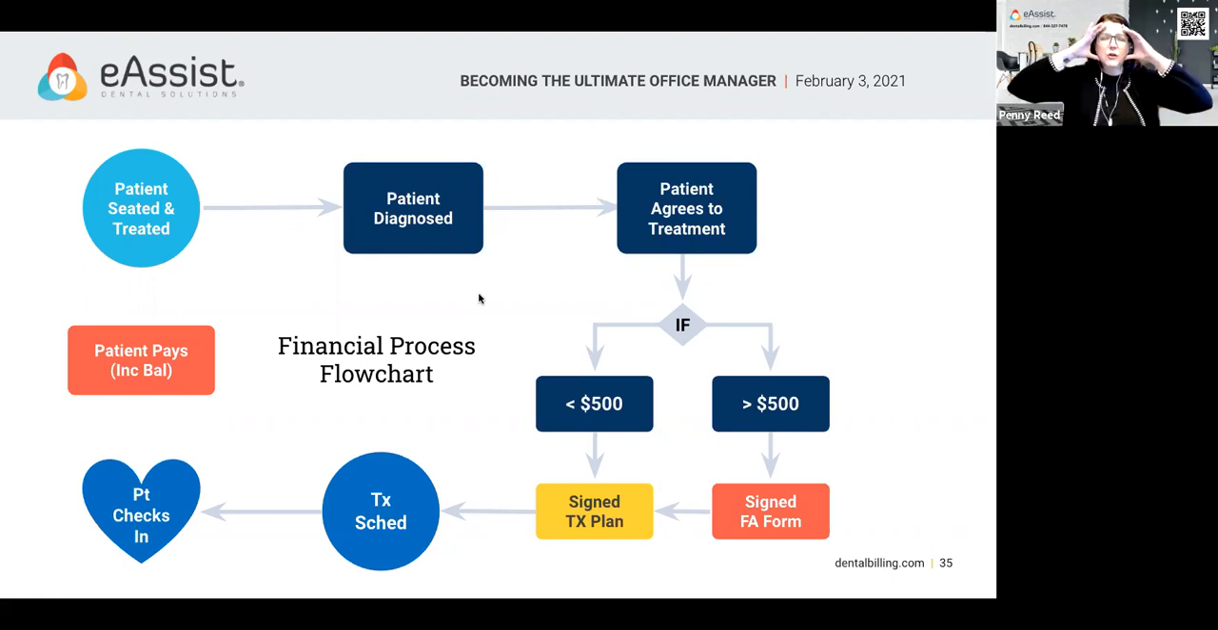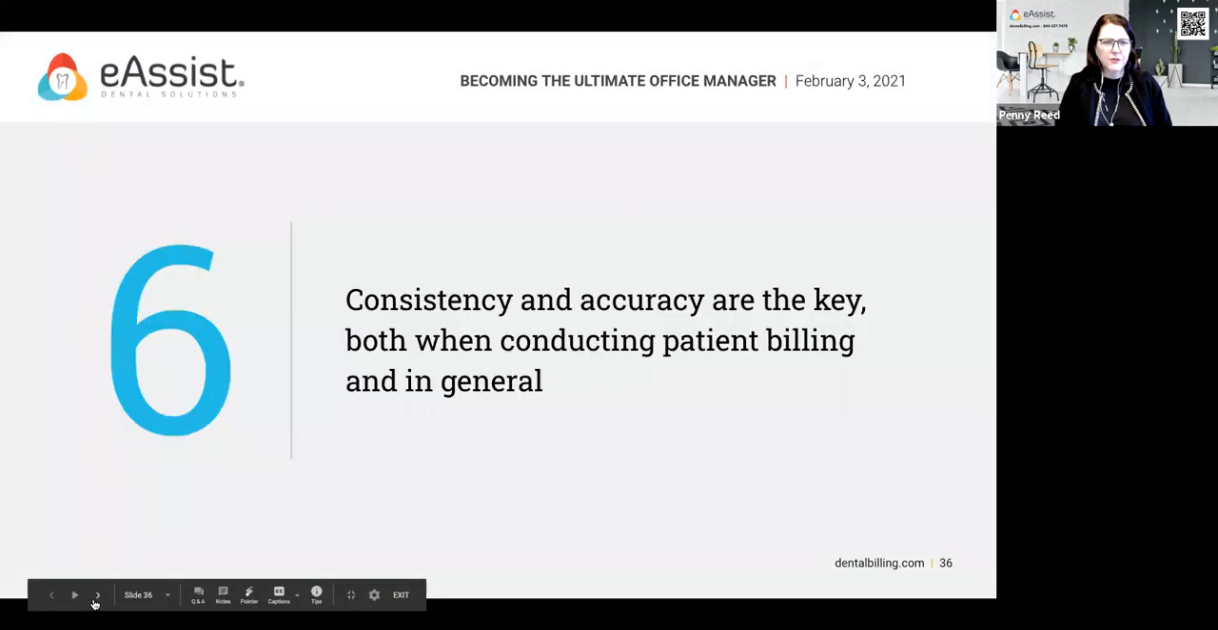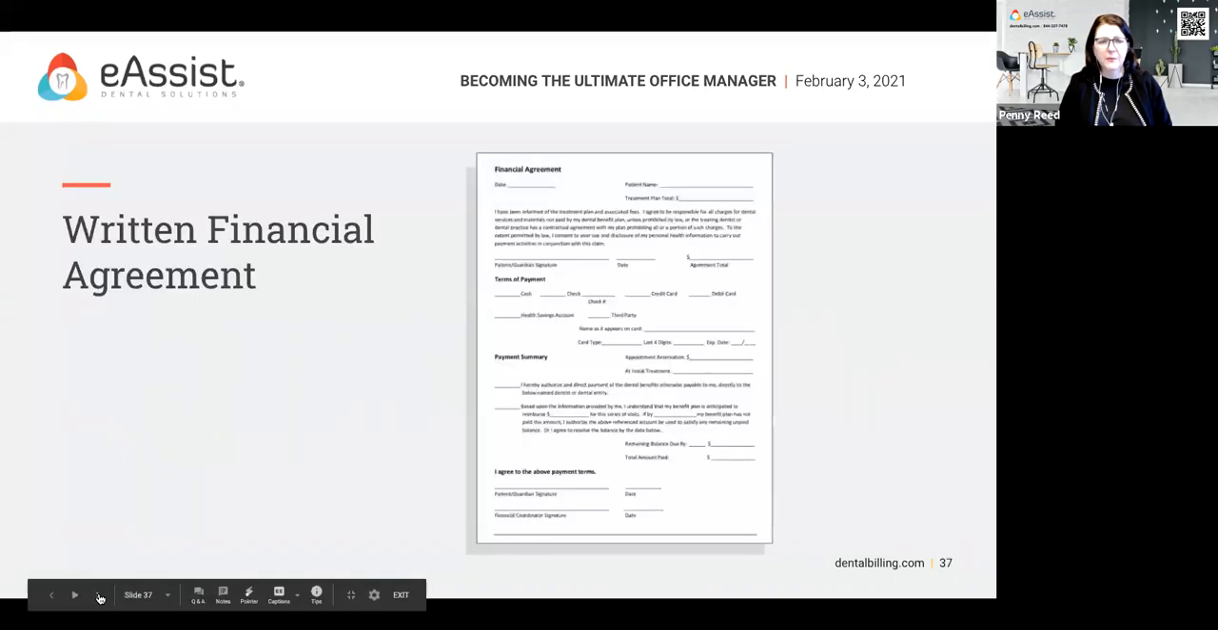So if in your brain you're thinking, wow, I really want to share this information with the team, when you get a copy of the slides, you'll have that. Whatever this threshold is that you determine for your office, maybe it's not $500, maybe it's $1,000 or $2,000, you could fill that in. So consistency and accuracy are super important when conducting the patient billing in general.